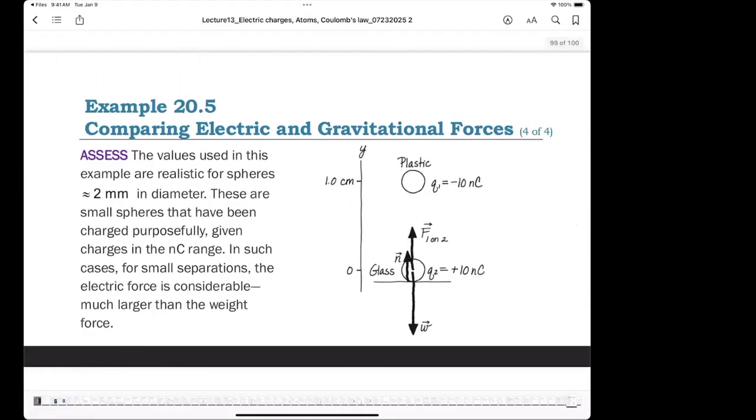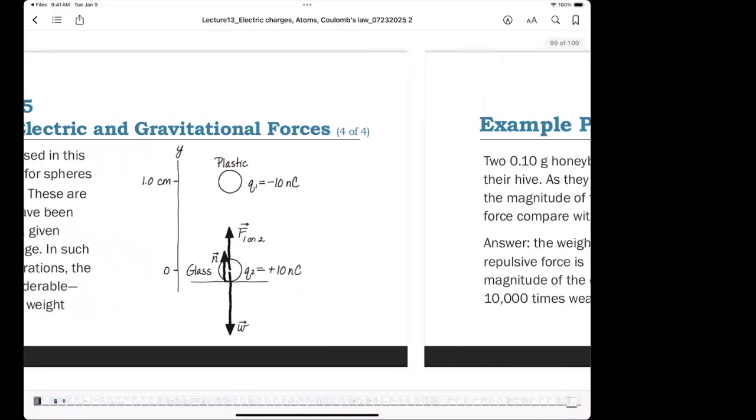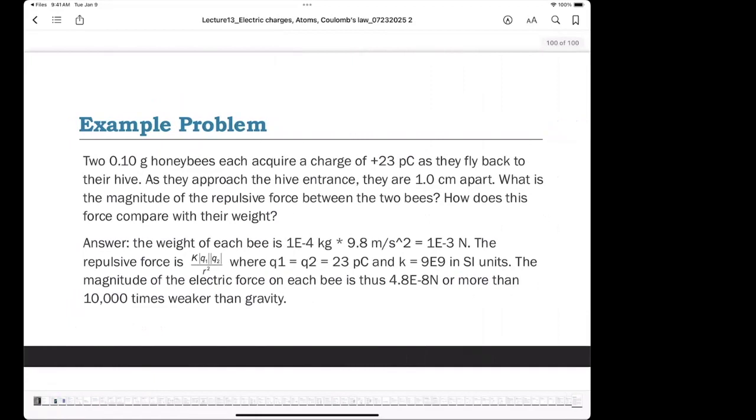Okay, the values used in these examples are realistic for spheres about 2 millimeters in diameter. These are small spheres that have been charged purposefully, giving charges in the nC range. In such cases, for small separations, the electric force is considerable, much larger than the weight force. Which means our result is quite reasonable.